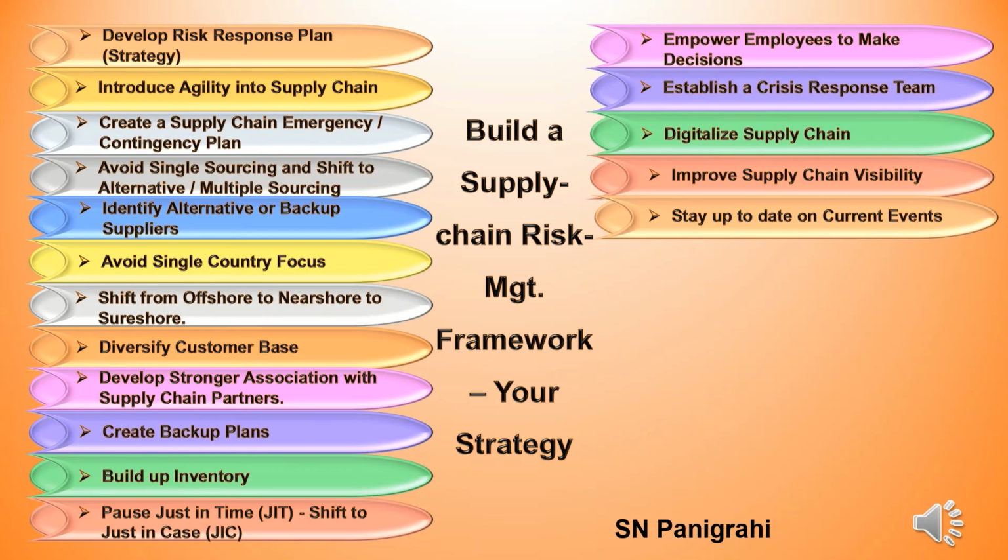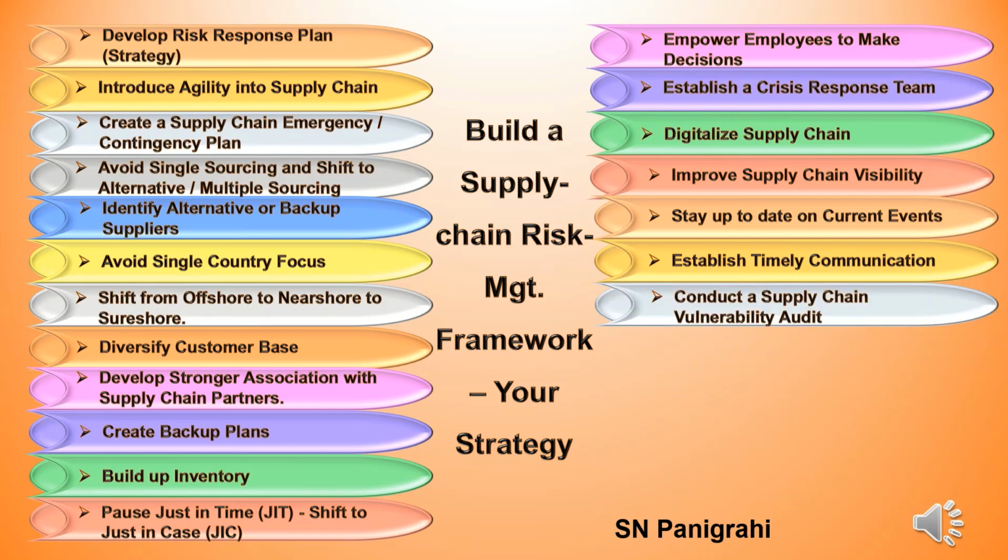Stay up to date on current events, and adapt your contingency plan accordingly. Establish timely communication with key customers, suppliers and other stakeholders. Conduct a supply chain vulnerability audit. Audit suppliers and service providers based on their disaster plans. Institutionalize good practices. Good governance and regular reviews.